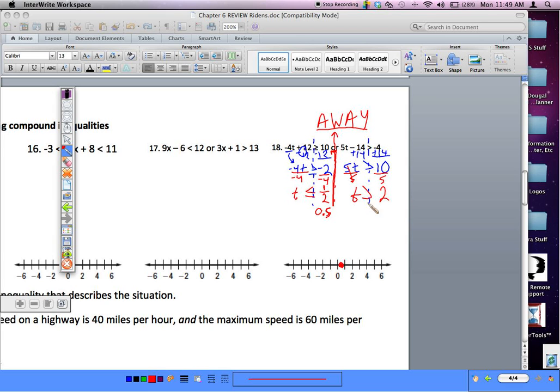What type of circle is going to go on 2? Open. And which way does this shade? To the right, because my variable is greater than my number. So this one's going to go this way. And we mentioned before that this one was going to go this way. And to double check our answer, which way should they have shaded?